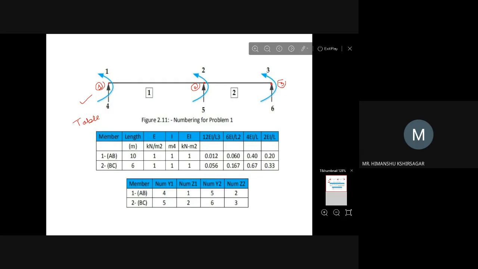Write down the length. And one thing you have to keep in mind is that all the units should be in one unit. All the dimensions should be in one. That means if you are taking the length in centimeter, the value of EI should be in kilonewton centimeter square. If it is in mm, all should be in mm. Okay, so here the given length is in meter. So member AB, the length is 10 meter. Member BC's length is 6 meter.